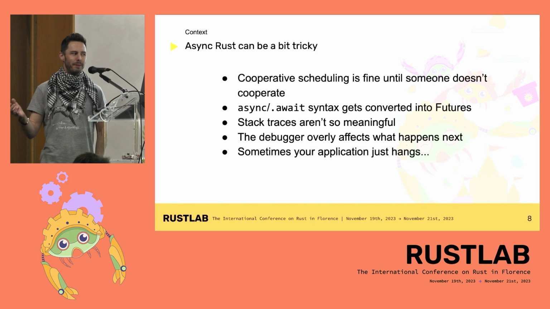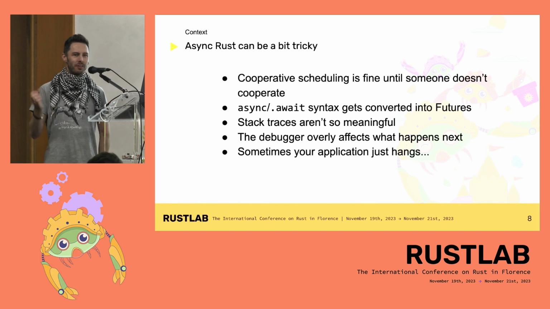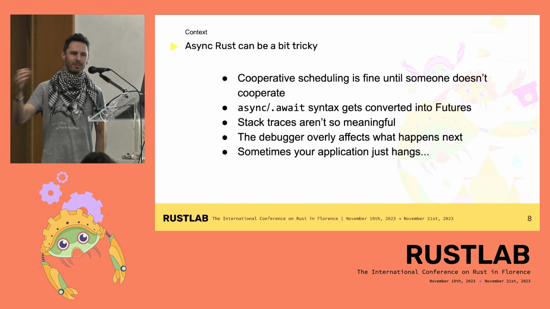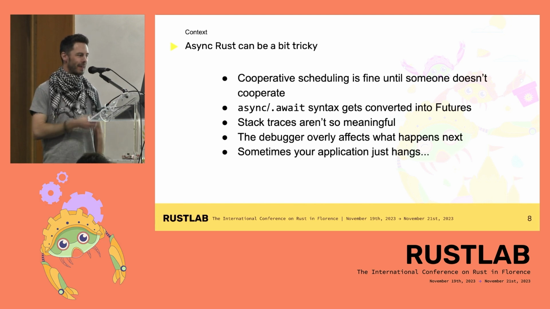Async Rust can be tricky. So the cooperative scheduling that I mentioned before is fine until someone doesn't cooperate. The async await syntax gets converted down into futures at compile time. Actually, debuggers are usually pretty good at putting that back into async syntax when you're running through a debugger, but the stack traces aren't so meaningful. The debugger overly affects what you're doing, similar to parallelism, but worse, or maybe the same as parallelism because you're probably running multi-core anyway, just with added stuff on top. And sometimes your application just hangs and you don't know why.